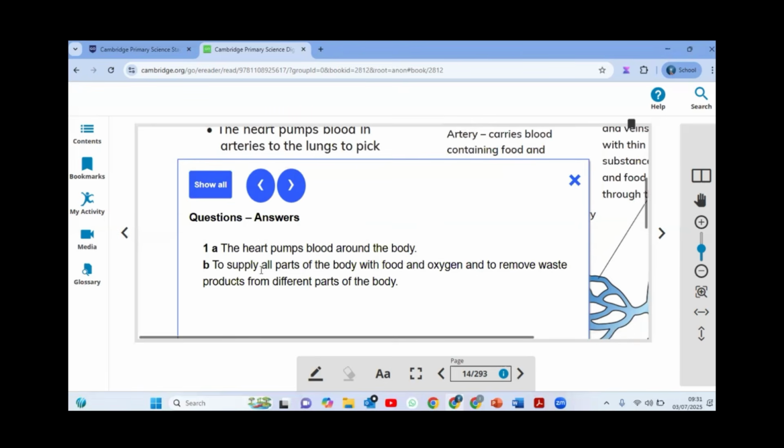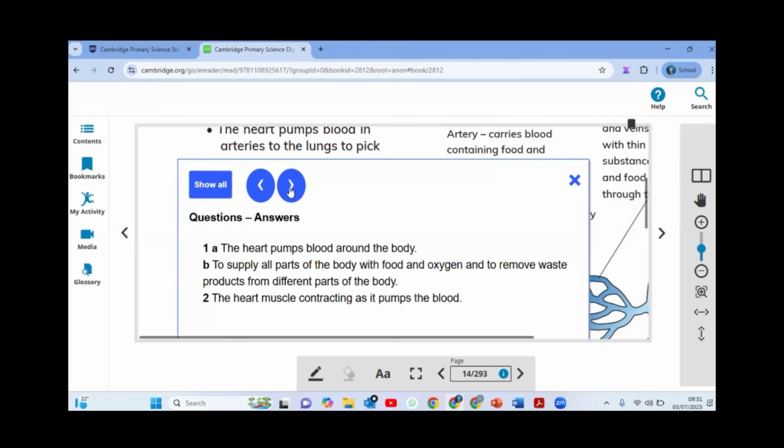It is to supply all parts of the body with what? With food. So to give all parts of the body food and oxygen, and to remove waste products from different parts of your body, like carbon dioxide.